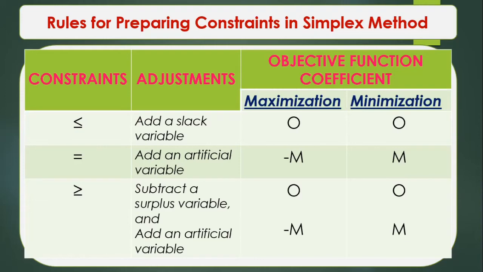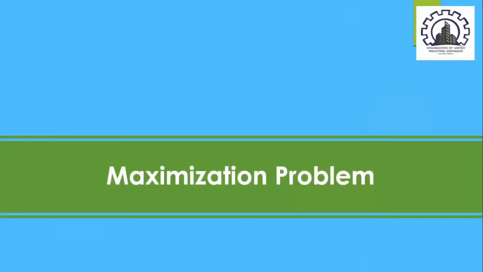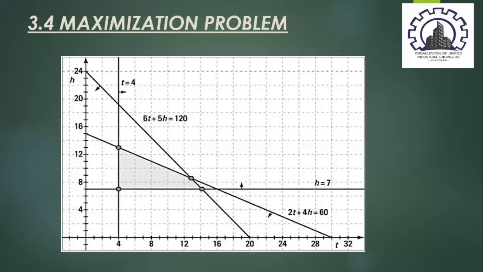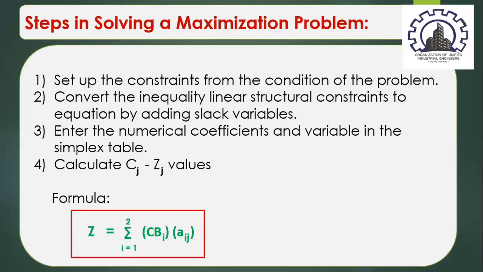And the next key area that I'm going to be discussing right now would be the maximization problem. So before going into an example, I'm going to be discussing first the different steps that we should follow in order to solve a maximization problem. Now, there are a couple steps in solving a maximization problem. Now, the first step is, of course, we need to set up the constraints from the condition of the problem, because normally we will be given a worded problem.